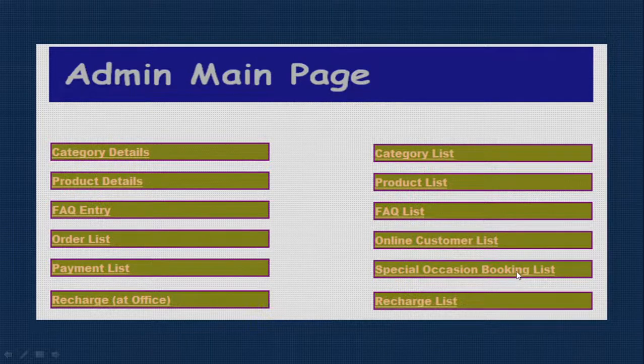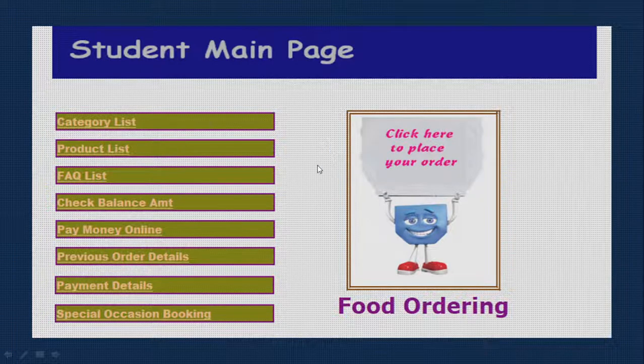And special occasion booking, where apart from the regular food, they can also place an occasion booking where they want a bulk food order. So that is what a special occasion is. And the recharge, so they can come to the canteen and do the recharge, and the recharge list shows the recharges done. That means a student can have an account, they can charge that account, and they can consume it when they place an order.